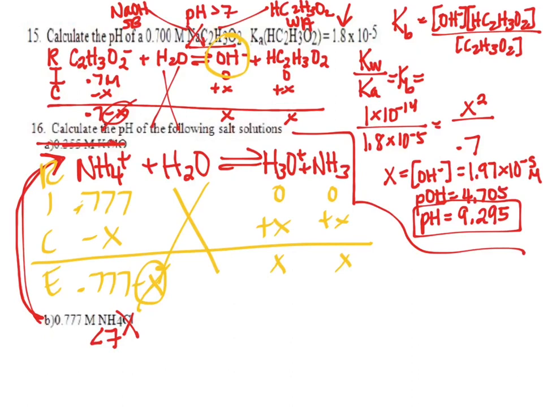All right, so the Kb for NH3 is 1.8 times 10 to the minus 5th. And you would have gotten that off of the chart. I would have gotten that off a table.